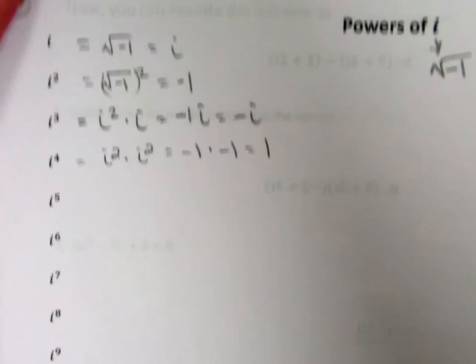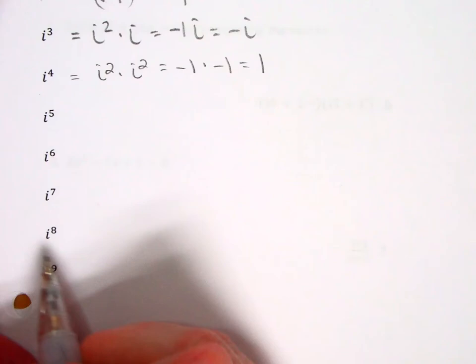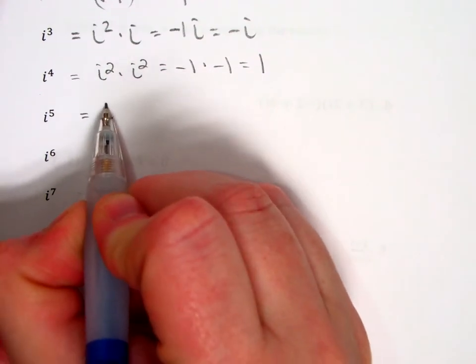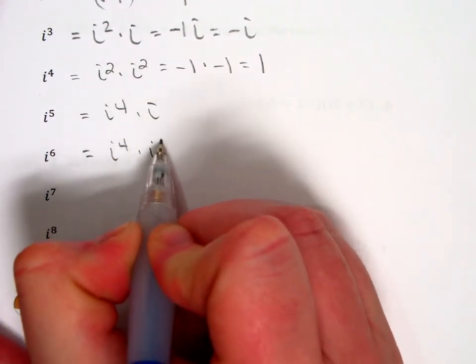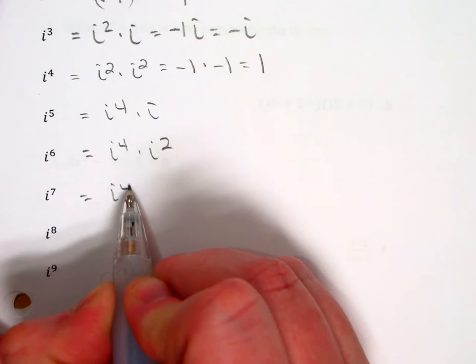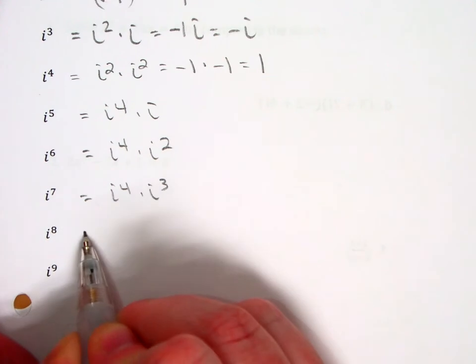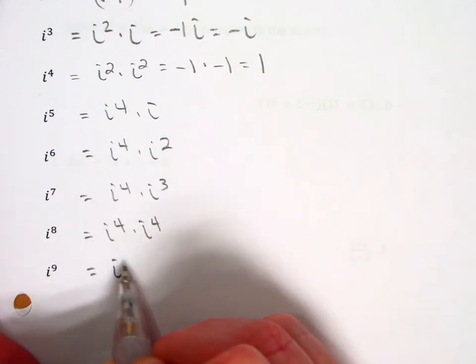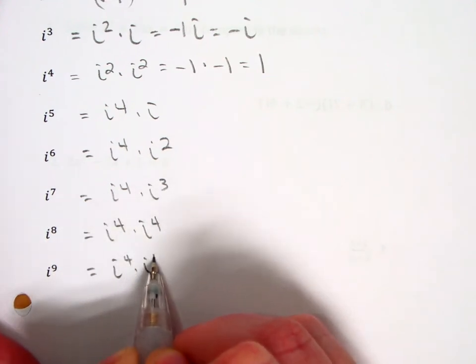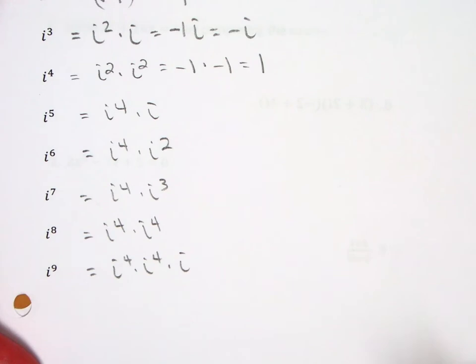So down here, this is really i to the fourth times i, equals i to the fourth times i squared, equals i to the fourth times i cubed, equals i to the fourth times i to the fourth, equals i to the fourth times i to the fourth times i. So you get a repeated pattern.